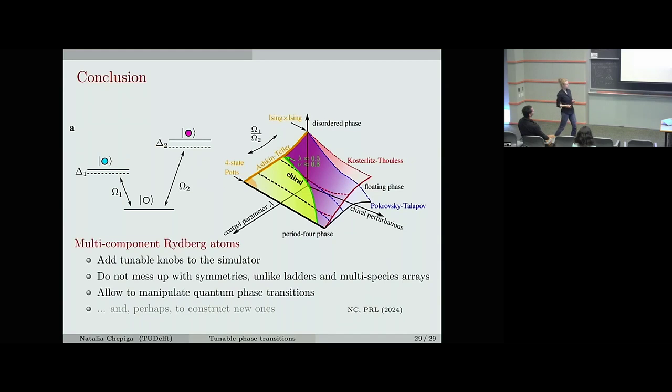Of course, it's not the first proposal on how to create qudits out of Rydberg atoms, right? And the simplest one is just to create a ladder. But in a ladder, you have two symmetries. You have a symmetry in this direction and a symmetry in that direction. In multi-species Rydberg arrays, when you mix up cesium and rubidium atoms, for instance, by arranging the pattern of your cesium and rubidium, you break translation symmetry by construction. Here, everything happens spontaneously. And that's why I think multi-component Rydberg arrays are really an ideal playground in the context of specifically quantum phase transitions.